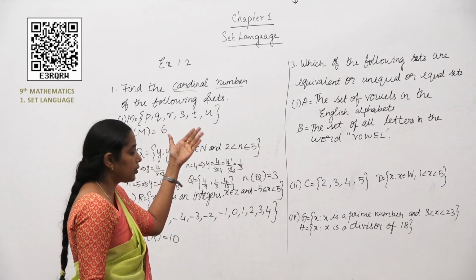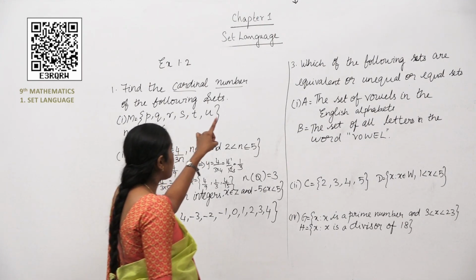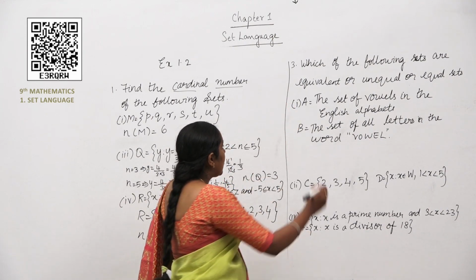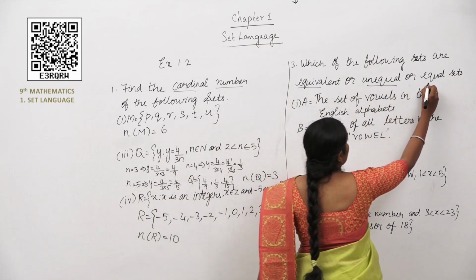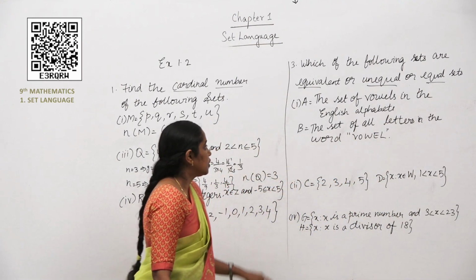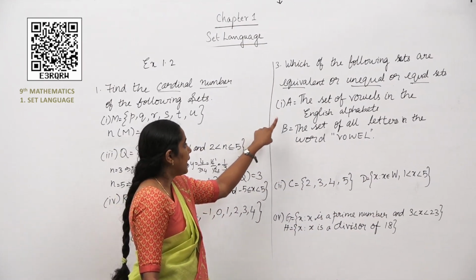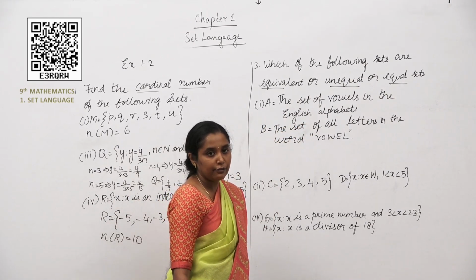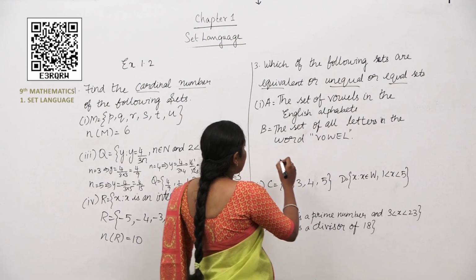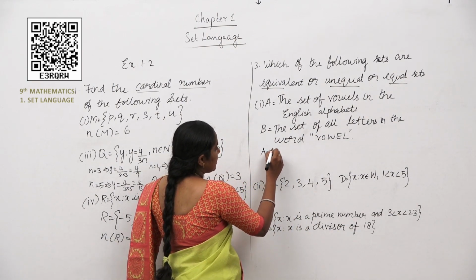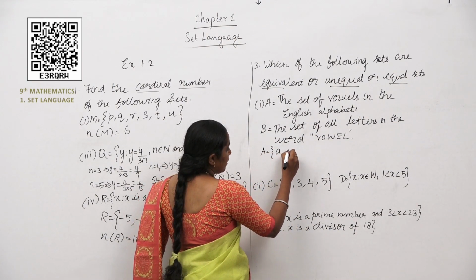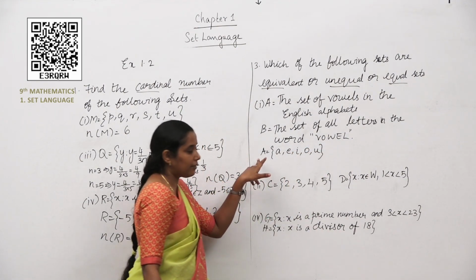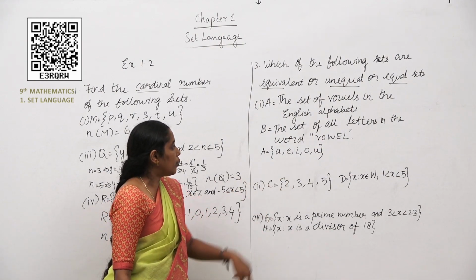Now we will go on to the third sum in exercise 1.2. You have to say which of the following sets are equivalent, unequal or equal. First subdivision, listen here. A is equal to the set of vowels in the English alphabet. So what are the vowels in the English alphabet? Set A is equal to A, E, I, O, U.